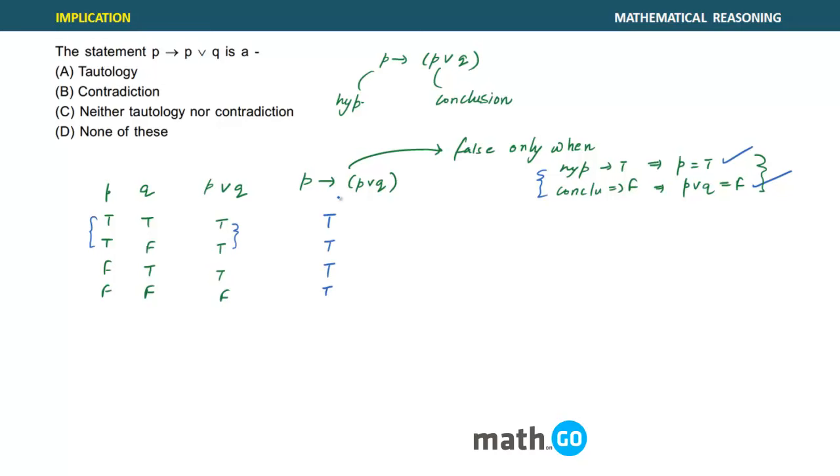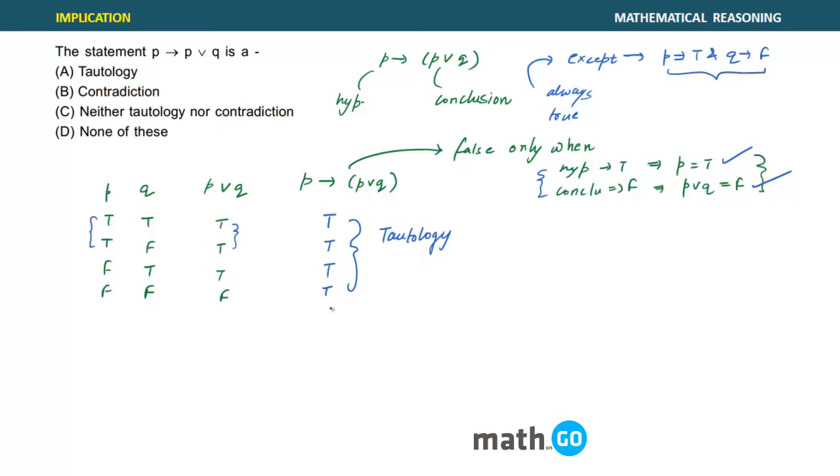Understand that an implication is always true, remember it like this, except where P is true and the conclusion, that is Q, is false. This is the exception. So if you see what we get over here, yes, this is a tautology. This is what is meant by tautology, where all the rows are true. So the answer to this problem is A. Okay.